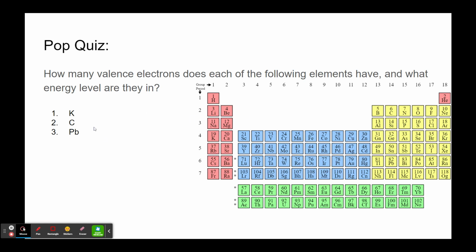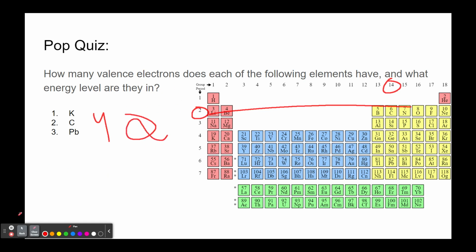Okay, so for number one, potassium, we can see that potassium is in group 1A, which means it has one valence electron. And we can see it's in period 4, which means it's in energy level 4. For carbon, carbon is in group 4A, which means it has 4 valence electrons, and it's in period 2, which means that those valence electrons are located in the second energy level.